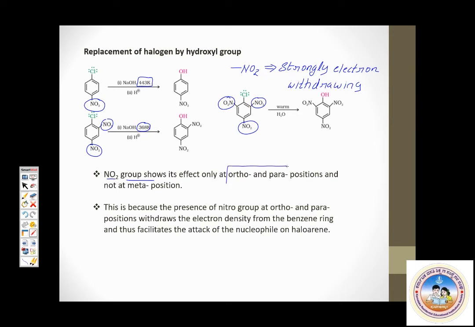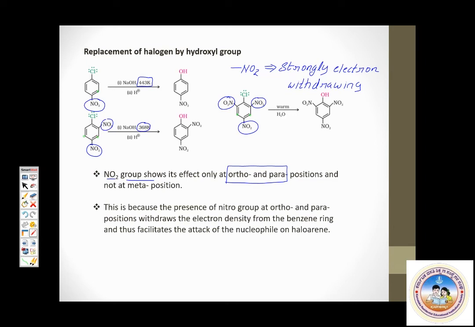Point to be remembered. You might have noticed here, in no example is there a nitro group at the meta position. Look, I'll highlight the meta positions. No nitro group at the meta positions. See, nitro groups are only at the ortho and para position. That's a very important point. Okay, that's about replacement of this.